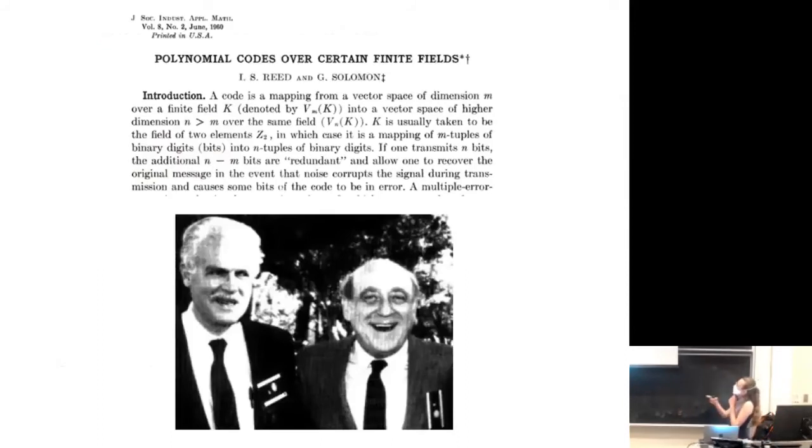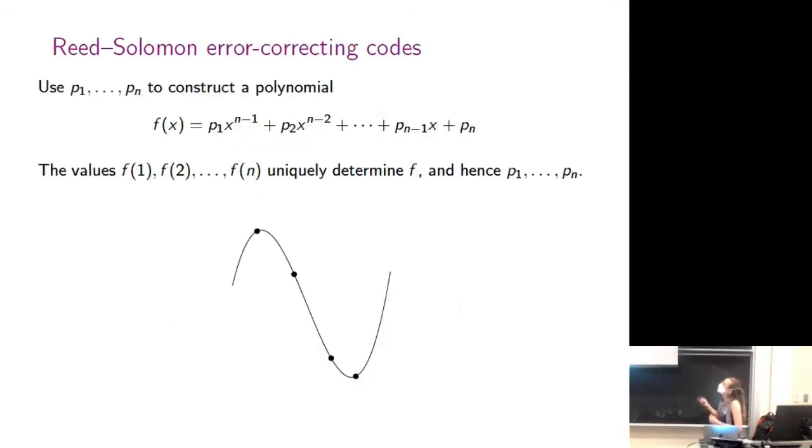So what I want to describe is a much better idea based on polynomials, which is due to Reed and Solomon, who you can see here. Here's their paper, Polynomial Codes Over Certain Finite Fields. And this idea has become known as Reed-Solomon error-correcting codes.